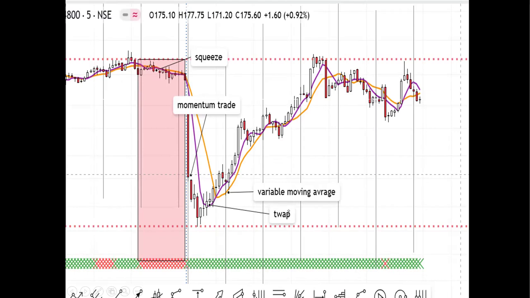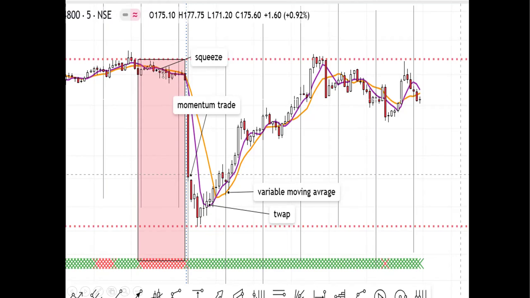Here you can see with this TTM squeeze, it is showing here red, squeeze is on. You can see the intertwining of the variable moving average and TWAP. You can see the squeeze over here. It is indicating that the Bollinger Band is squeezing. Bollinger Band and Keltner channel, everything, price is squeezing. So you are prepared for that, and you are seeing on the chart that price is going sideways.